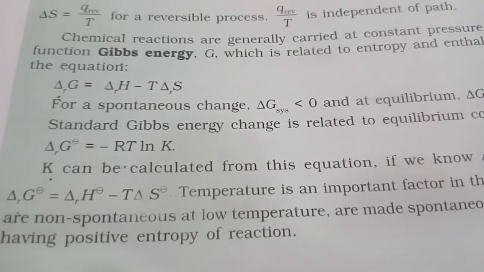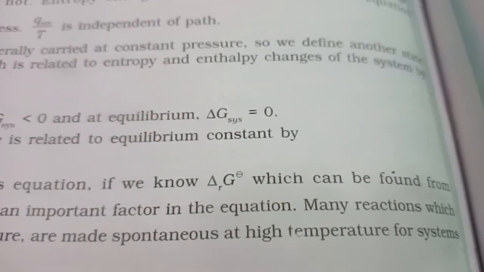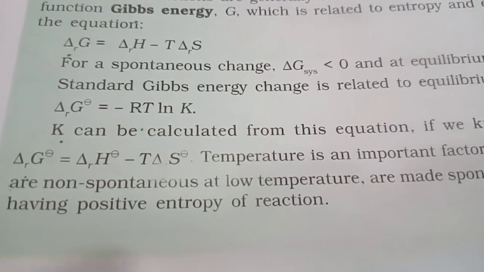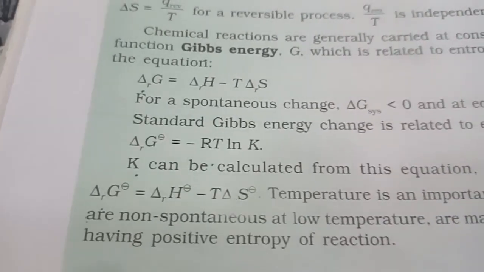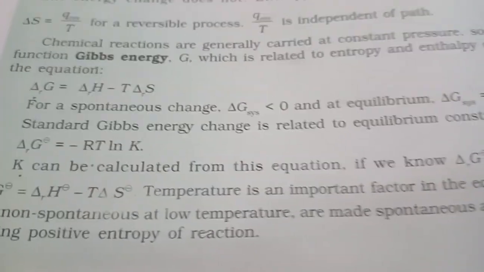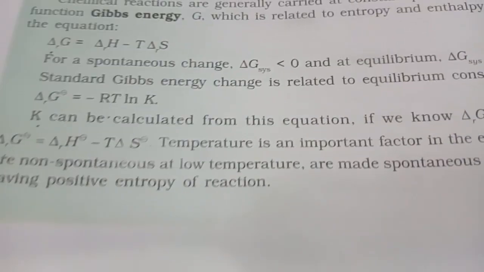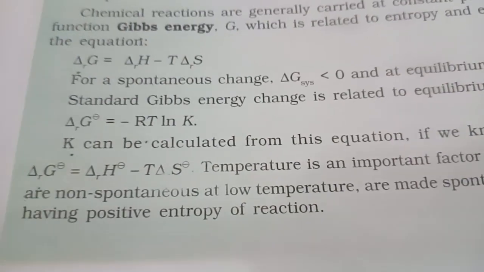Standard Gibbs energy change is related to equilibrium constant by delta G standard for the reaction is given by minus RT natural logarithm of K. K can be calculated from this equation if we know delta G, which can be found from delta G is equal to delta H minus T delta S. Temperature is an important factor in the equation. Many reactions which are non-spontaneous at low temperature are made spontaneous at high temperature for systems having positive entropy of reaction.